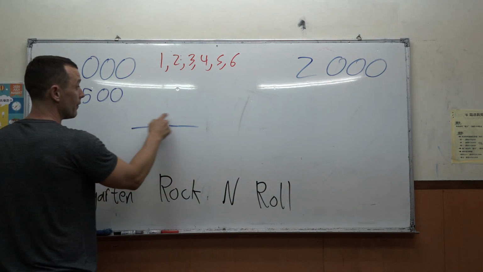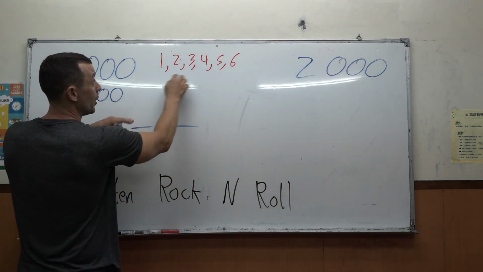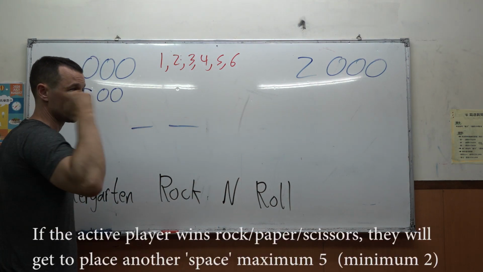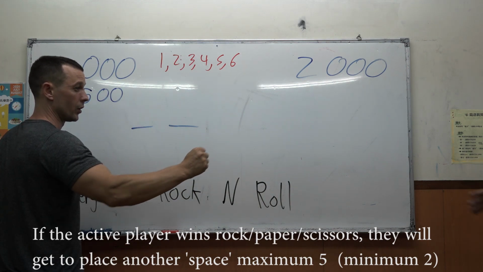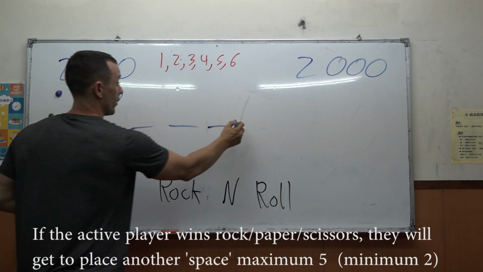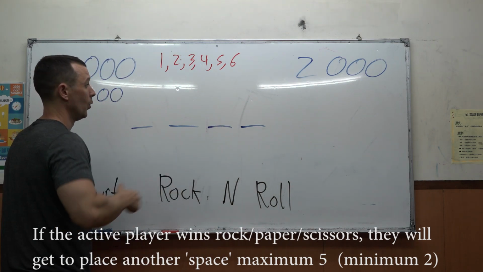Okay, so now you have two places to put numbers. Okay, we're going to paper, scissors, stone again. Paper, scissors, stone, stone, stone. Okay, you get another notch. Paper, scissors, stone. Yeah. Another notch. Paper, scissors, stone. Yeah. Wow.